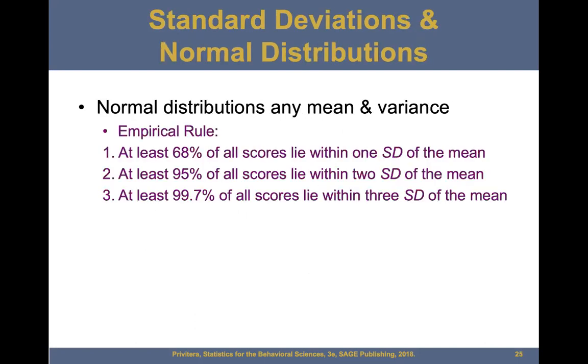So there are some rules. When we talk about a normal distribution, I'm talking about a bell curve, a nice round, symmetrical bell curve. At least 68% of the scores lie within one standard deviation of the mean, 95% lie within 2, and 99.7% of scores lie within 3 standard deviations of the mean. So what does that mean?